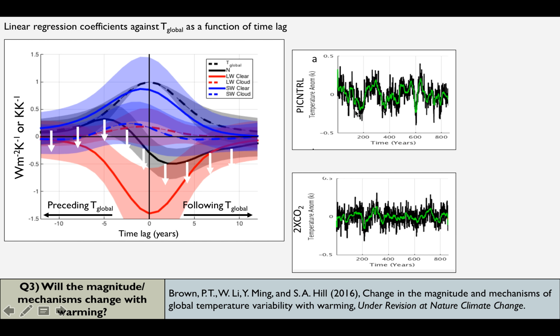So the result of that is that in the pre-industrial control run for this model, you have a large amount of variability, and this is, we looked at over 800 years of a control run.